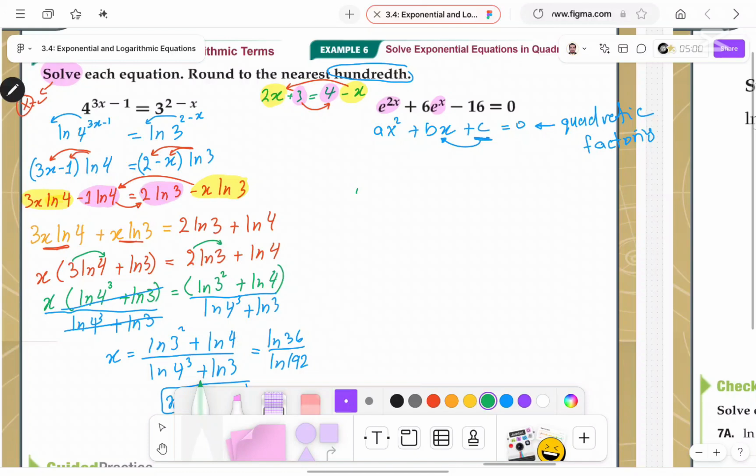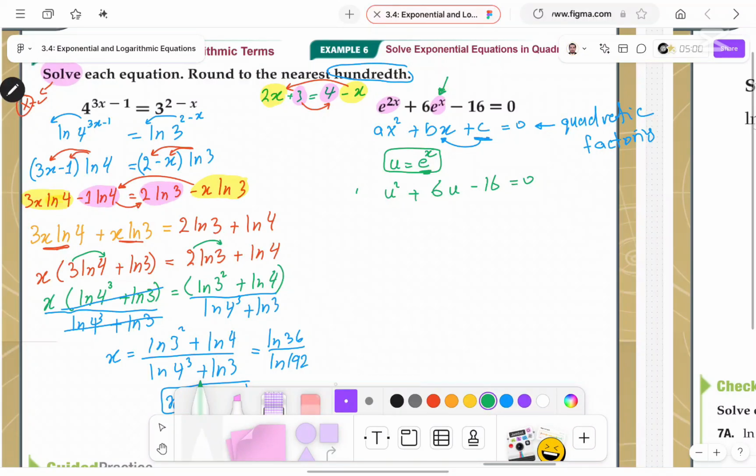To make it simpler, I need to change e to the power of x to another letter. For example, let's identify e to the power of x as u. So let's say u is equal to e to the power of x. Now any e to the power of x, I need to rewrite in terms of u. So now it becomes u squared plus 6u minus 16, which is equal to 0.